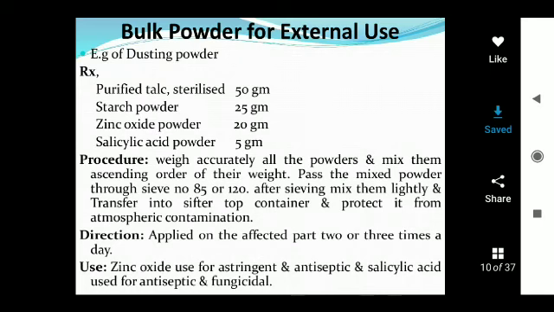The other compounds are starch powder. Zinc oxide also enhances their adhesive property. Preparation: weigh all the required ingredients like talc, starch, zinc oxide, and salicylic acid, and convert them into powder. Add them individually in ascending order of their weights. First talc, next starch, zinc oxide and salicylic acid. Pass the mixture through sieve number 85 or 120. After sieving, mix them lightly.